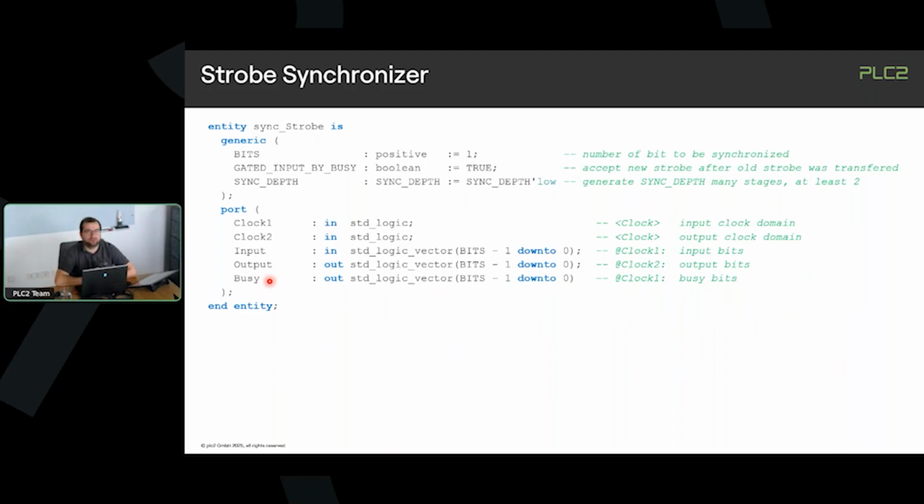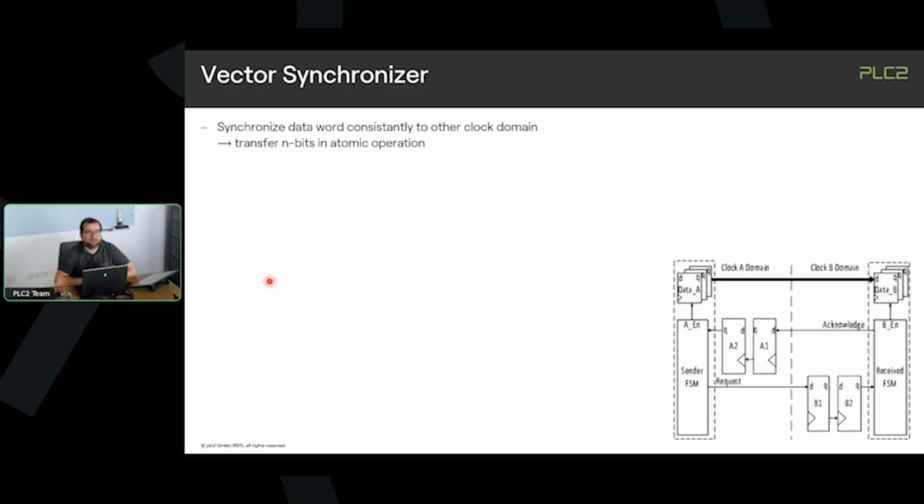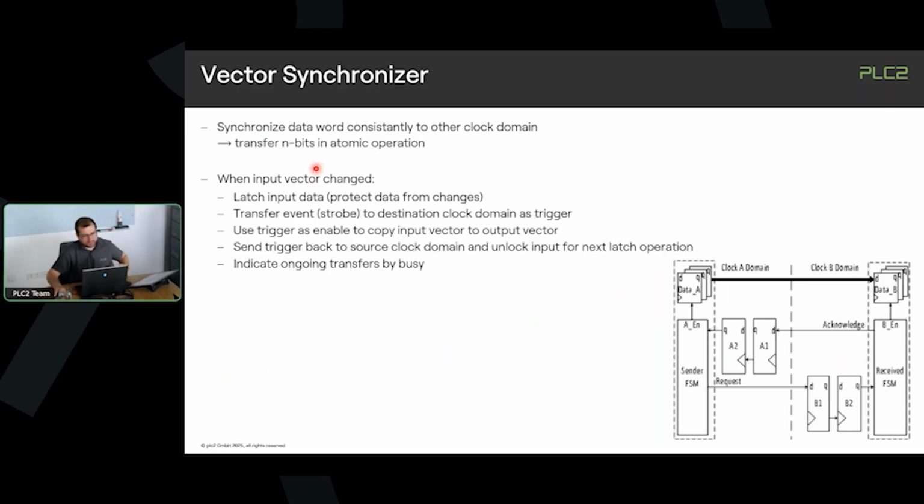Okay, so this was all about single bits synchronizing from one clock domain to another. Let's talk about multiple bits. Here we have the vector synchronizer called sync vector. So it's about synchronizing one data word consistently to the other clock domain. And this means we have a transfer of n bits as an atomic operation.